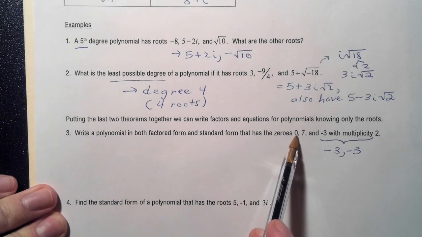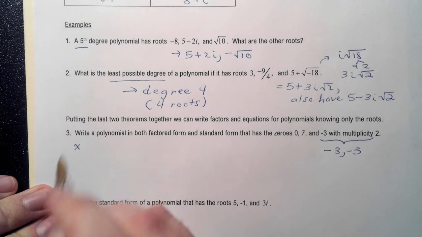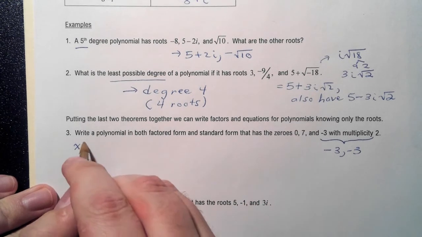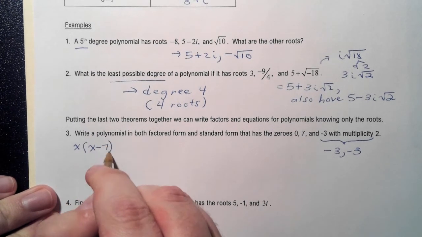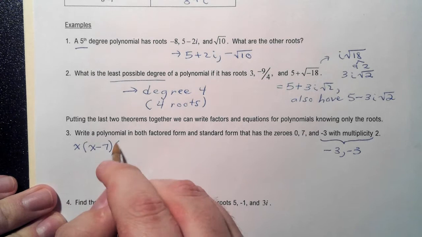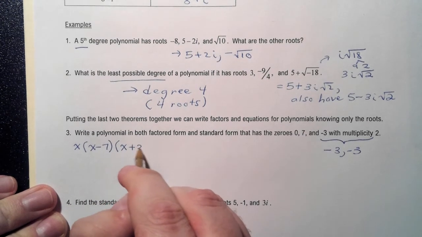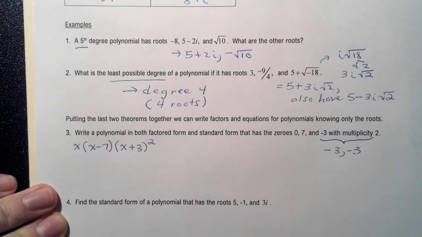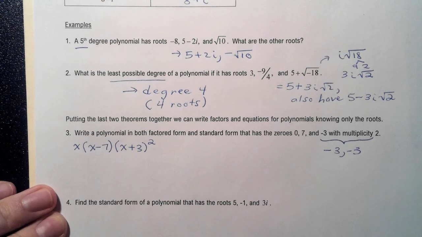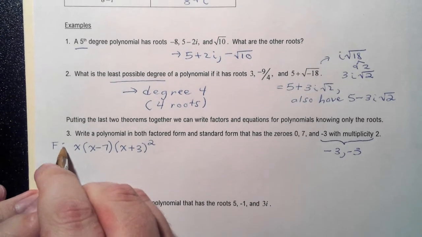So if my zeros are 0, the factor is x. For 7, I will have a factor of x minus 7. And negative 3 with multiplicity 2 means I'll have a factor of x plus 3, but it must be squared. So that's my factored form. That's my first answer.